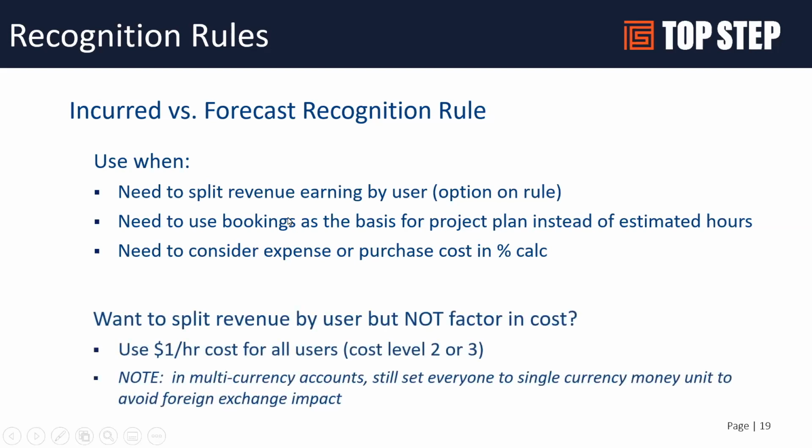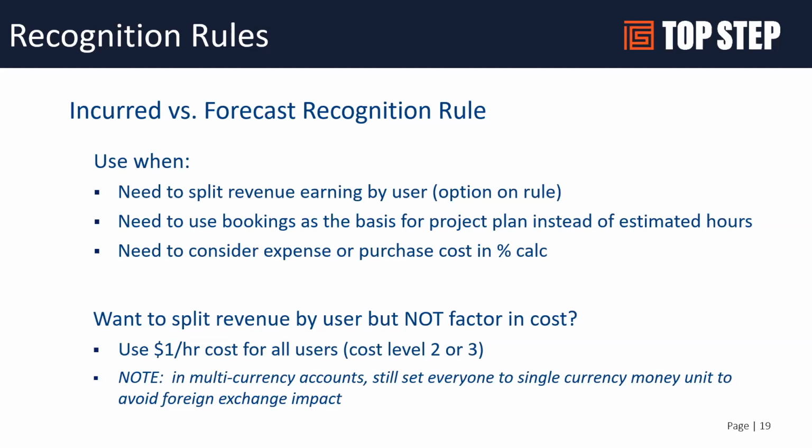Now, one thing we've done: a lot of customers want to use this rule, generally for splitting the revenue by user or using bookings, but they don't want to factor the cost in as the rule. They just want it to be an hours over hours calculation because it's easier to audit what the amount should be based on the hours, versus having to factor in each user's cost in addition to the hours.